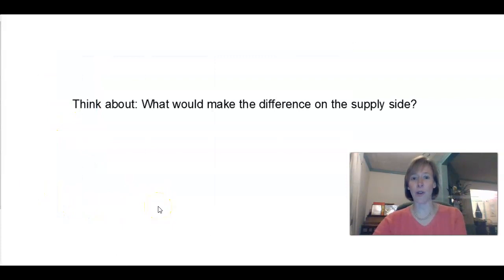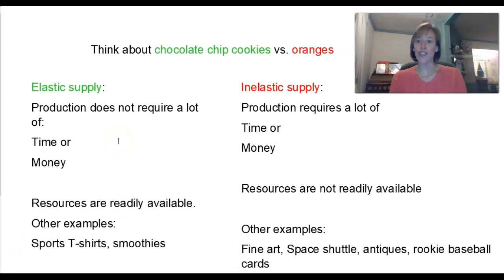I want you to think about what would make the difference on the supply side. What would make it so that a company could respond to a price change, or maybe couldn't? When we started supply, we were talking about chocolate chip cookies, and we were talking about our motivation and willingness to supply more chocolate chip cookies if the price increased. Well, chocolate chip cookies have elastic supply. When the price increases, we can significantly increase the supply. And that's because production does not require a lot of time or money, and resources are readily available.